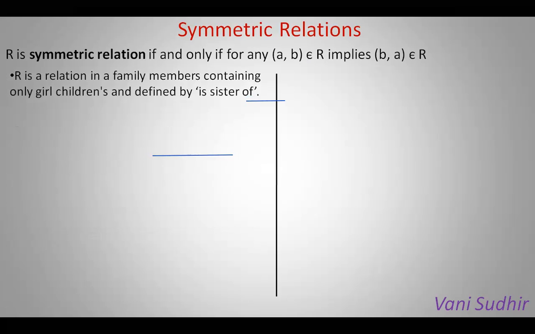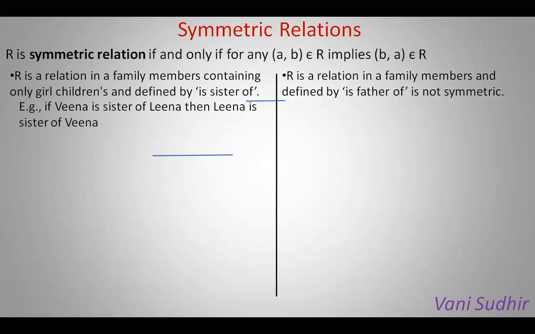In real life, take a family containing only girl children. If you define the relation "is sister of", it is a symmetric relationship. For example, if Veena is sister of Lina, then Lina is also sister of Veena. Some relations cannot be considered symmetric, like "is father of". If Rama is father of Kusha, you can't say Kusha is father of Rama. Therefore, the "is father of" relation is not symmetric.